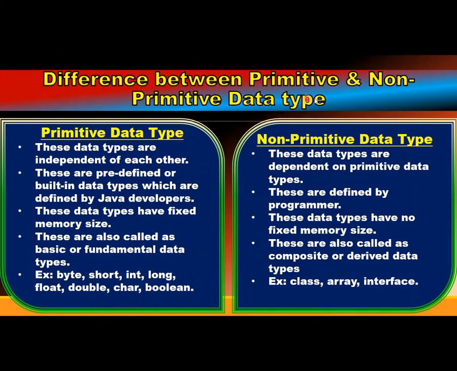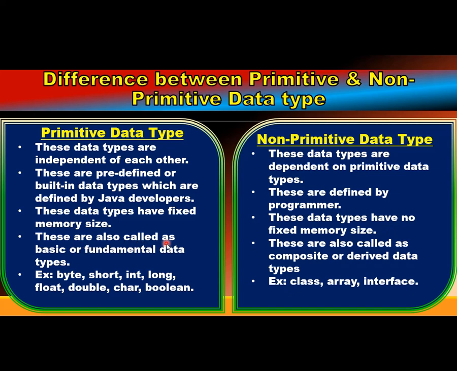Then the difference between primitive and non-primitive data types. Primitive data types are independent of each other, means each data type is not dependent on another, whereas non-primitive data types are dependent on the primitive data types. Primitive data types are predefined or built-in data types, already defined by the Java developers, whereas non-primitive data types are defined by the programmer. Primitive data types have fixed memory size, whereas non-primitive data types have no fixed memory size. Its size depends on the primitive data type.